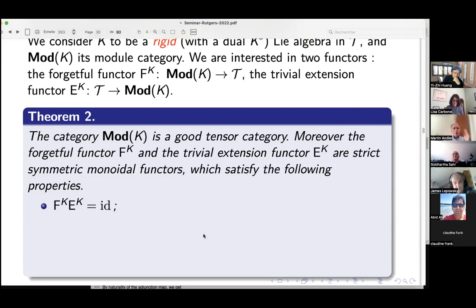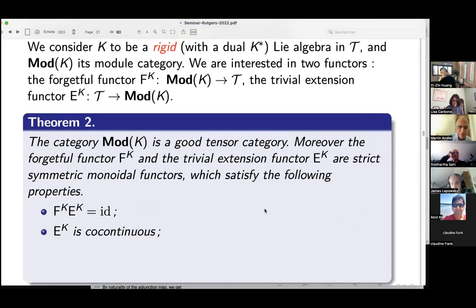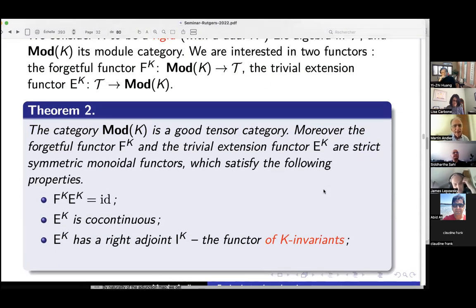Okay, so again, the forgetful functor and the trivial extension functor. The first statement here is obvious. E_K, the trivial extension functor, is co-continuous, and it has a right adjoint, which is the functor of K-invariants. So this is a way of defining the functor of K-invariants. We prove that E_K has a right adjoint, which one can do using categorical arguments, and the right adjoint is the functor of K-invariants.